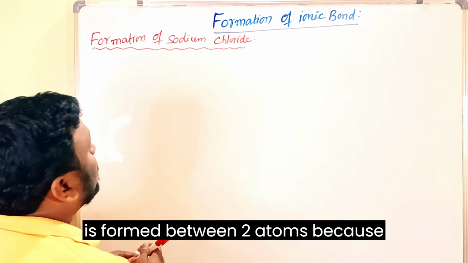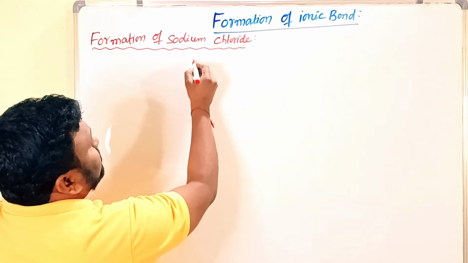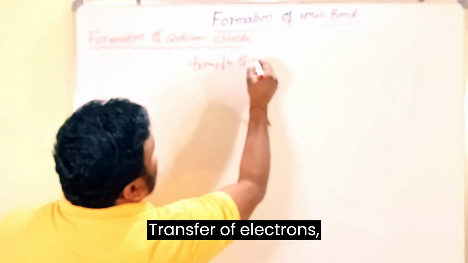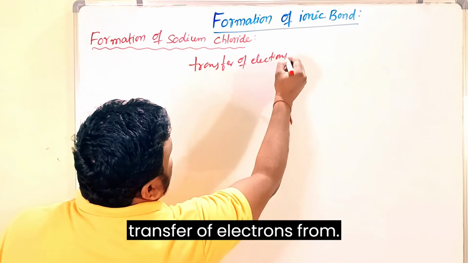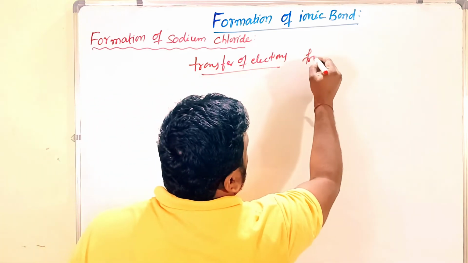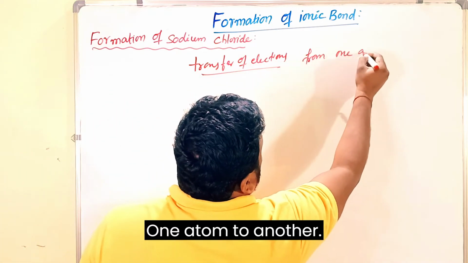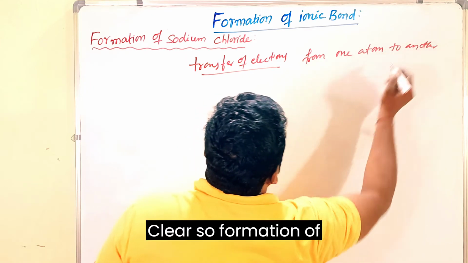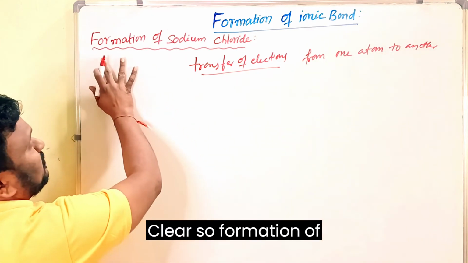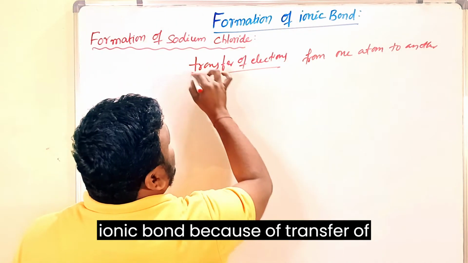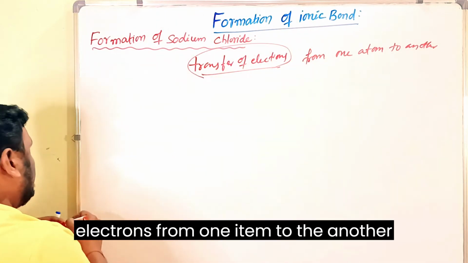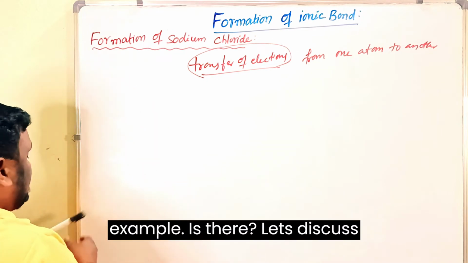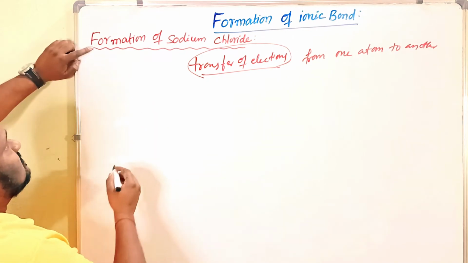Children, how is the ionic bond formed? An ionic bond is formed between two atoms because of the transfer of electrons from one atom to another. Clear? So the formation of an ionic bond is because of the transfer of electrons from one atom to another atom. So children, let's go for one example.